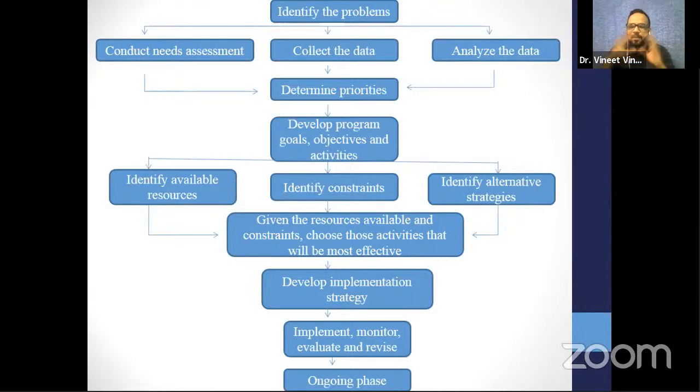And then you develop a program, you develop everything, and you set your goals. My goal is to have an adventure trip in Goa. That is my goal. So that is what I have developed. Now, after developing a program, after developing your goals and objectives, you have to identify available resources.